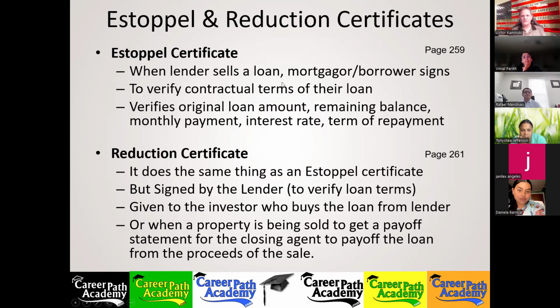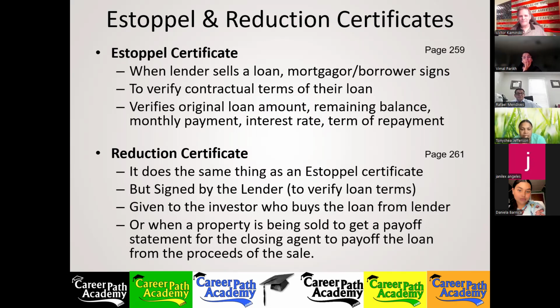It verifies the original loan amount, the remaining balance, the monthly payment, the interest rate, and the terms of payment. And it may not have the words estoppel certificate anywhere on it, but that's what they call it. It could be a regular mortgage bill. By you making the payment, you're verifying all this information is accurate. Okay?